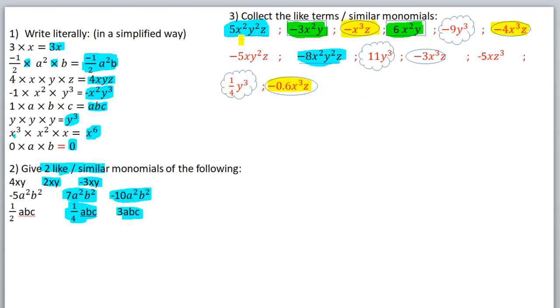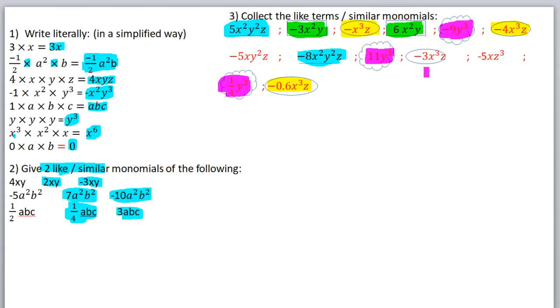Okay. The next one. Minus 9y cubed. So 11y cubed is the same. This is not. And this is yes. Okay.